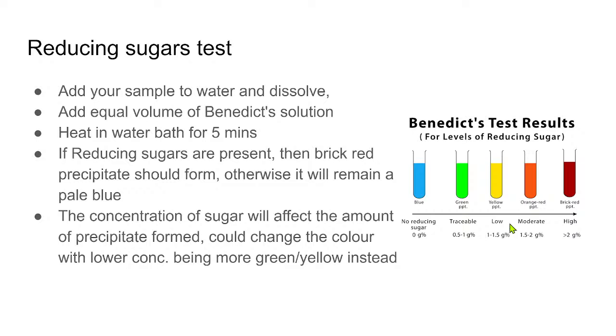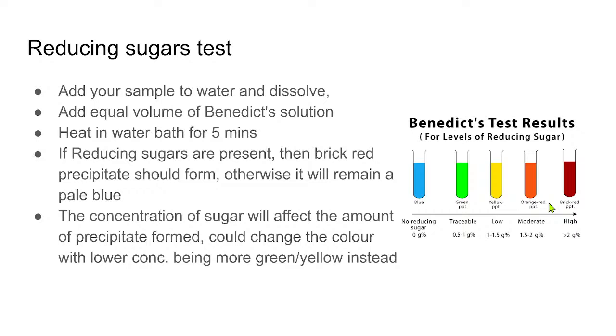The precipitate formed can be measured qualitatively or quantitatively. Qualitatively, you just look at the colour. The stronger the colour, the more concentrated the sugar. Quantitatively, you can measure the mass of the precipitate formed to get an exact number.